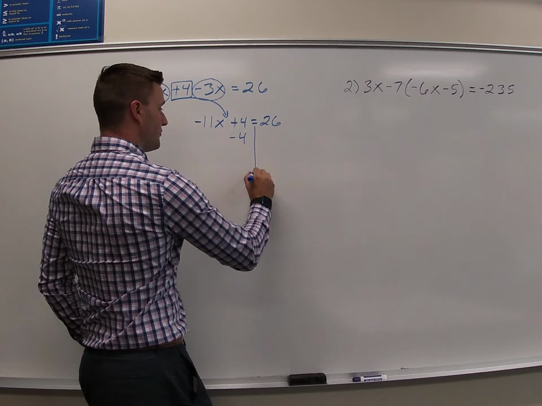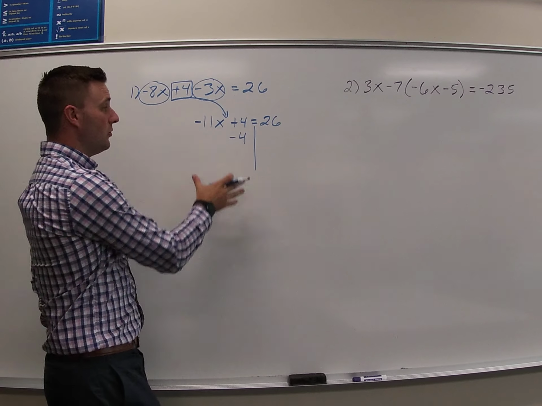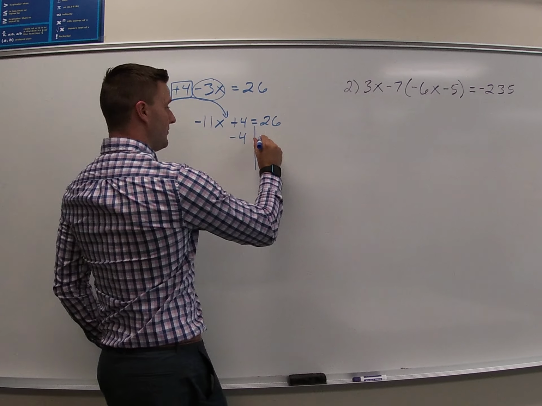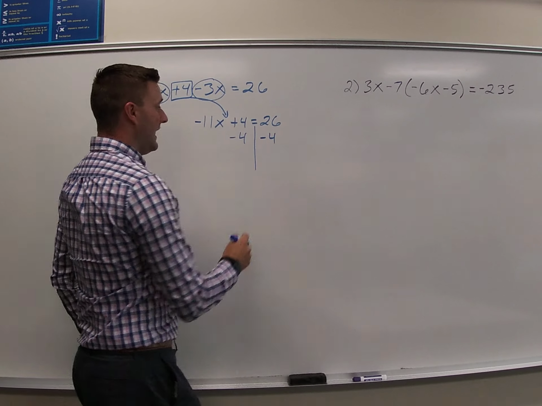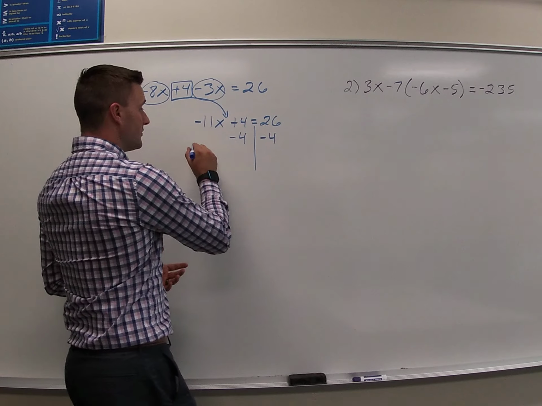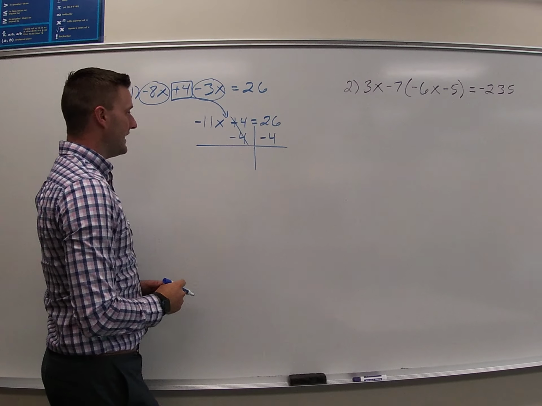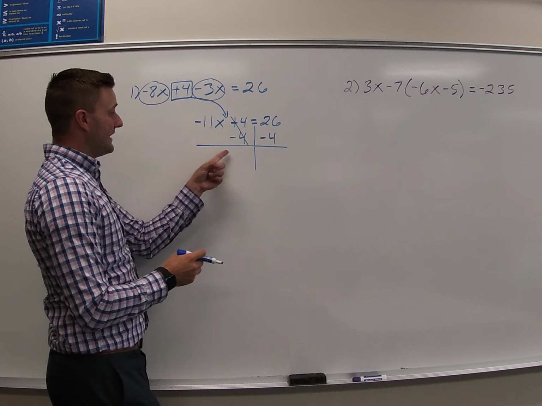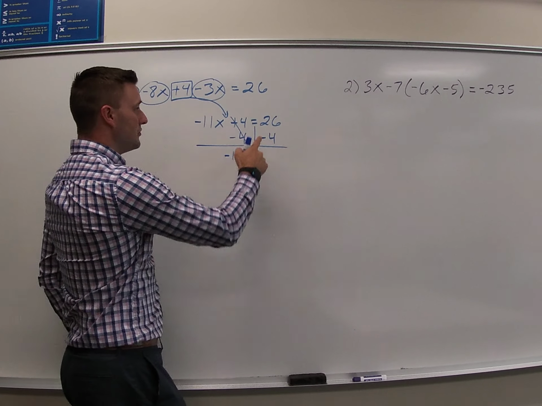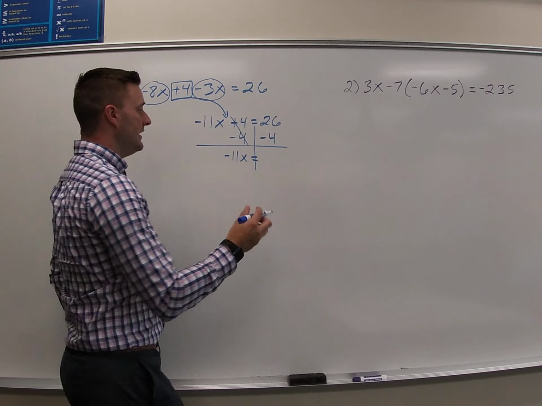And remember, if you want to draw your wall, you can. Whatever I do to one side of this equation, or my wall, I have to do to the other side. So if I subtract 4 on the left side, I have to subtract 4 on the right side to keep that equation balanced. So what happens is these terms will cancel out. I bring my negative 11x down. And this is equal to 26 minus 4 is 22.